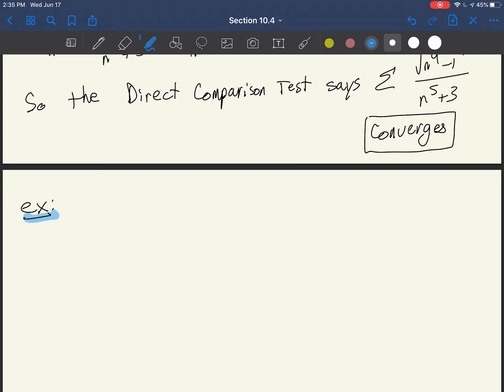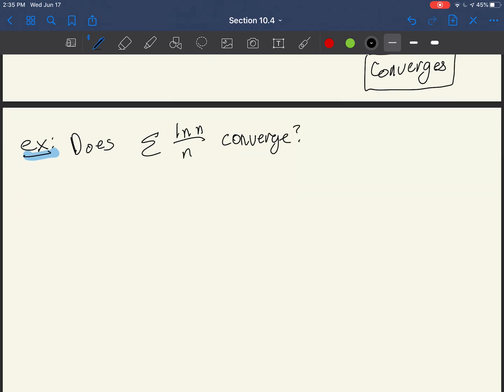We can use the direct comparison test for things that aren't polynomials. We've basically just been using polynomials for these examples, so let's do a quick one without a polynomial. Does the summation of natural log of n over n converge? Solution: the dominant term is natural log of n over n.